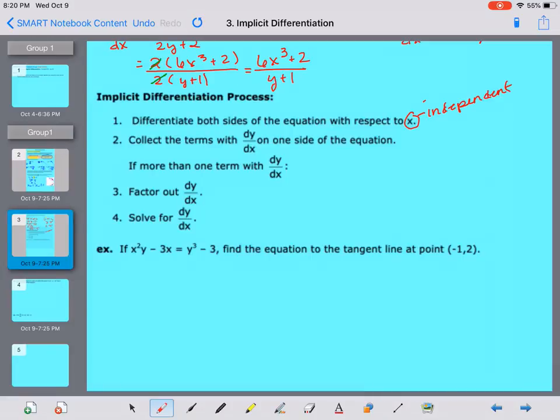Okay. So what I want you to do is try this problem on your own. Go ahead and pause the video, try it, and then replay to see if you got the answer.